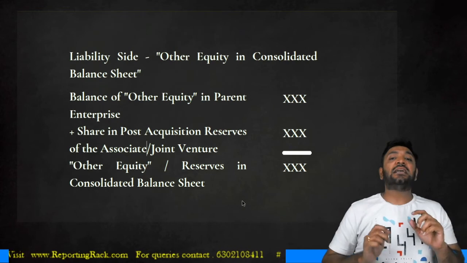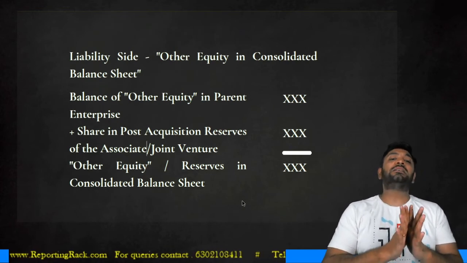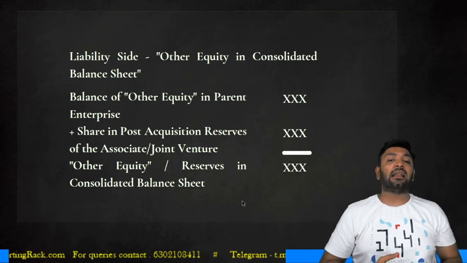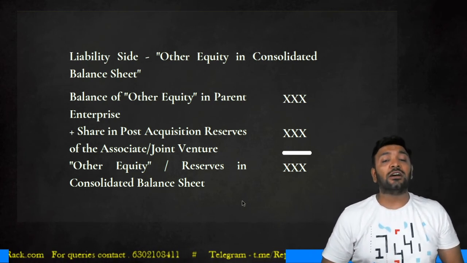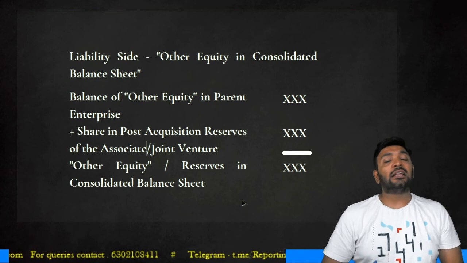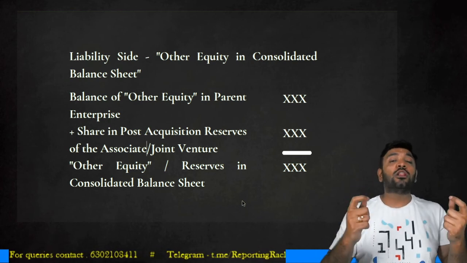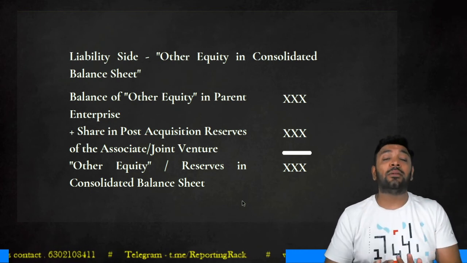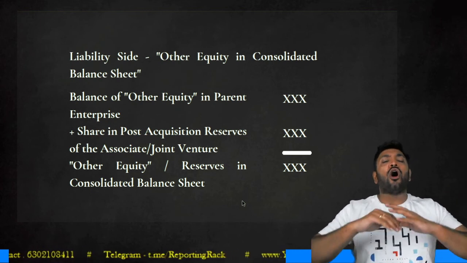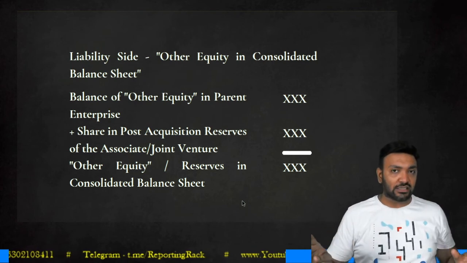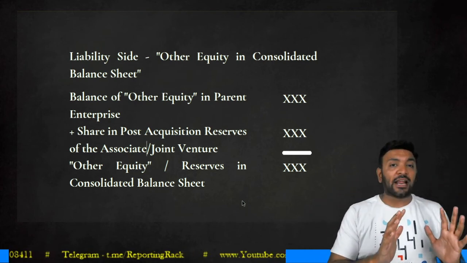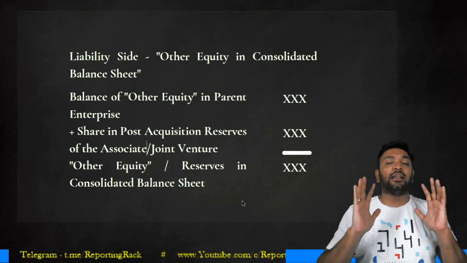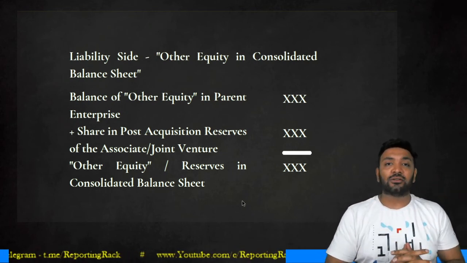The same change I'll do on the liability side. Whatever is the balance of other equity in the parent enterprise, I will add the share in post-acquisition reserves of the associate or joint venture. That is the only change which occurs on both the asset side as well as the liability side as far as the equity method of consolidation is concerned. All other items, no additions. Whatever appears in the parent enterprise, in the holding company, the same values will be taken over even in your consolidation. Clear?